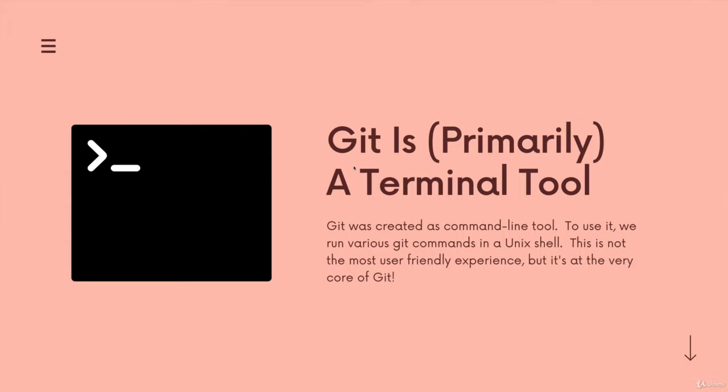Since it was originally created, and still to this day, Git is largely a terminal-based tool, a text-based interface. It's used mostly by developers and has been for a long time, and most developers are comfortable using the command line. So it's not the most user-friendly experience, it's certainly not the most beautiful, but it's at the core of Git. It's what Git was really built to do originally.